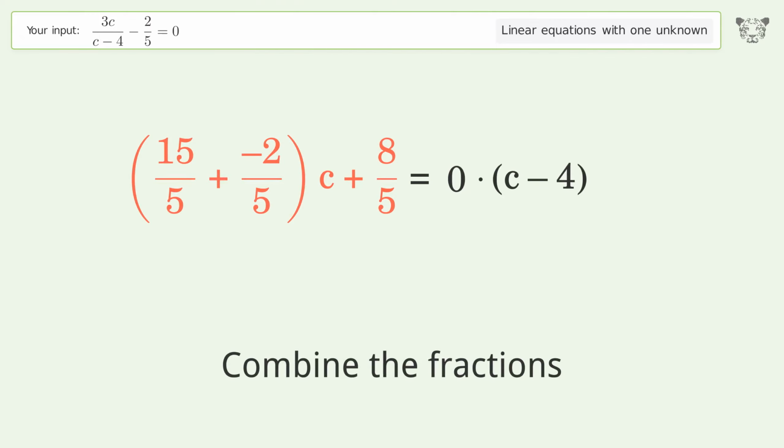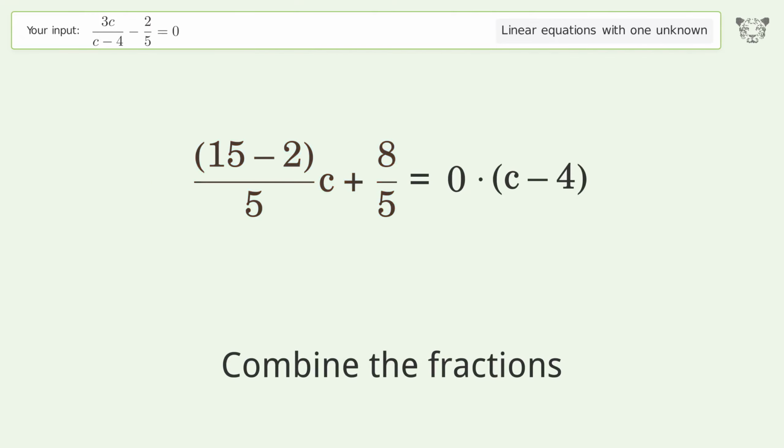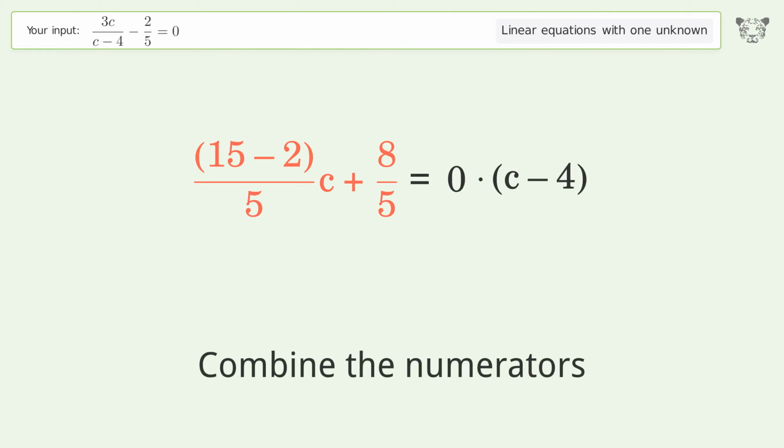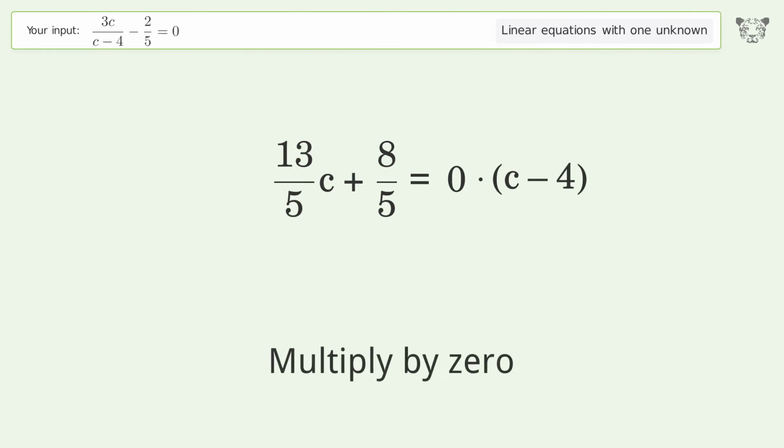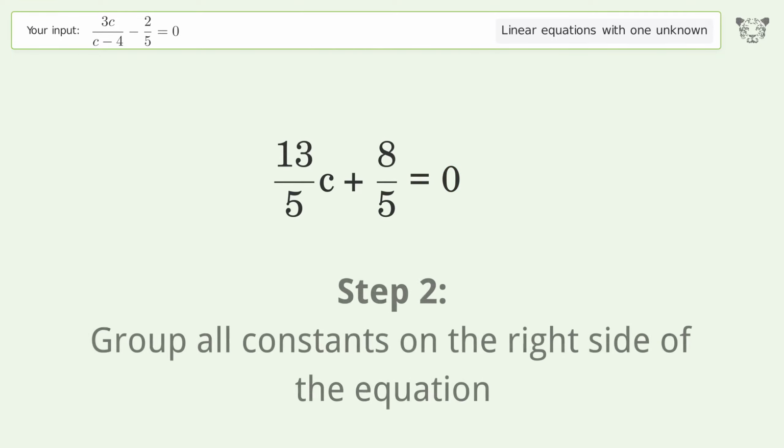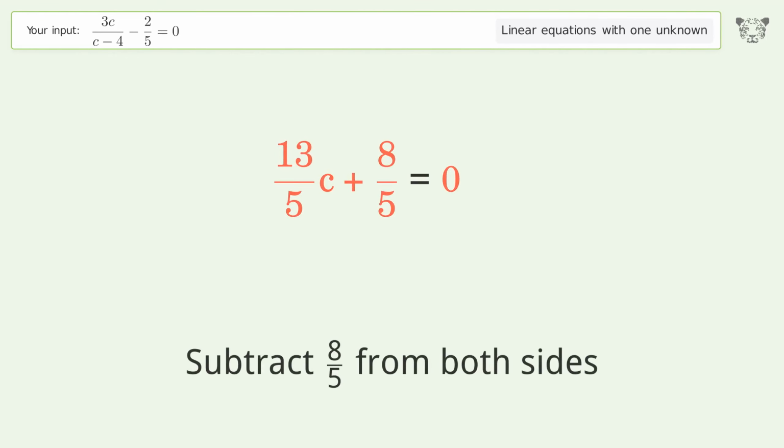Combine the fractions. Combine the numerators. Multiply by 0. Group all constants on the right side of the equation. Subtract 8/5 from both sides.